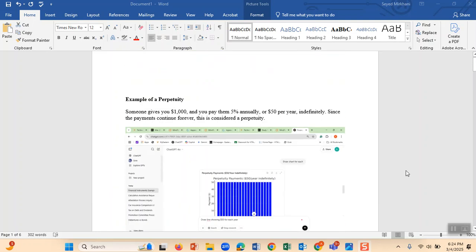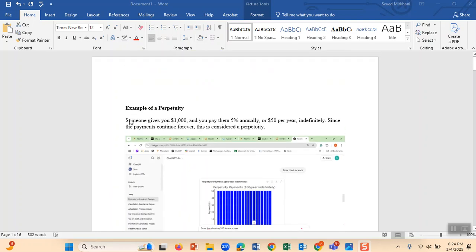Hello, students. We want to talk one more time about perpetuity. Let's say you give $1,000 to someone, and that person promises you 5% annually, a kind of interest. Therefore, that will be $50 per year, but it is indefinitely. Indefinitely means for the next 1,000 years.